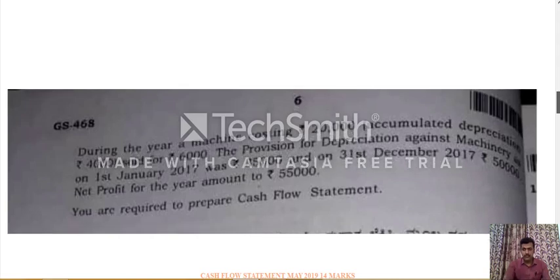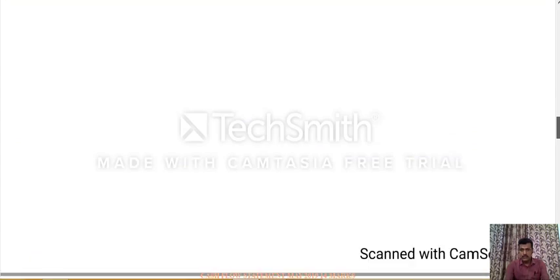So here, first we need to prepare the ledger accounts for adjustment items, that is for machinery account as well as provision for depreciation on machinery account. And after that, we have to prepare the cash flow statement by categorizing it into three parts. In the first part, we have to record cash flow from operating activities. In the second part, cash flow from investing activities. And in the third part, cash flow from financing activities. Now let's move on to the solution.